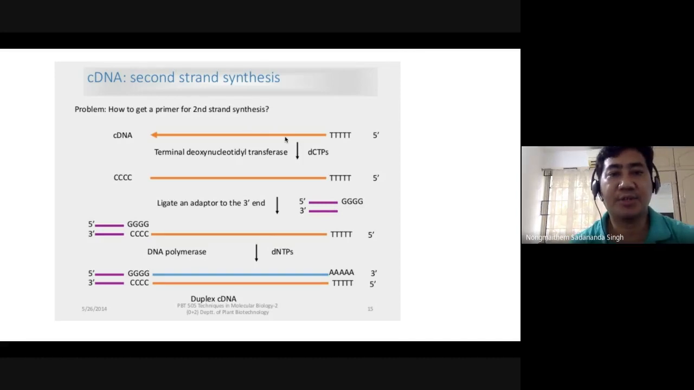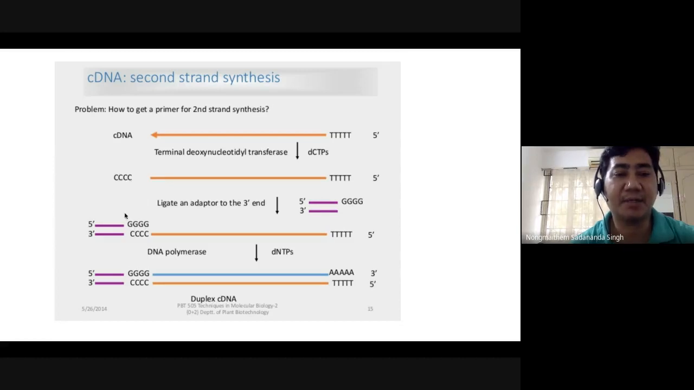So in this case, after the first cDNA strand is synthesized, after the first round of primer extension, oligo-dT, then this DNA is treated with dCTPs, or most of the time dCTPs are utilized in a commercial setting. So dCTPs are added using terminal deoxynucleotidyl transferase. What it does is that this enzyme will add a few cytosine bases, Cs. So this Cs now is extended at 3 prime.